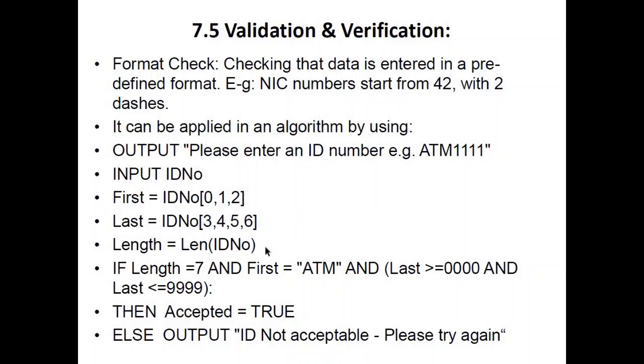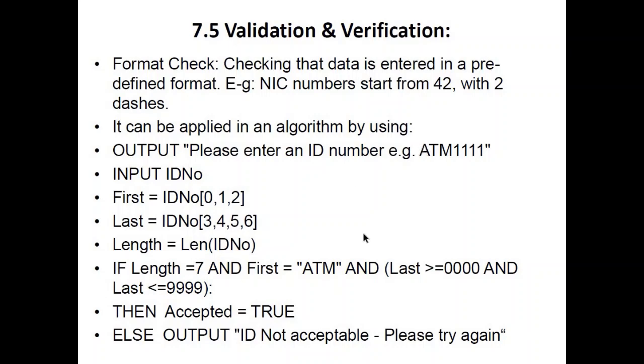Length equals to length ID number. If length equals to 7 and first equals to ATM and last is greater than equals to 0000 and less than equals to 9999, then accept equals to true, else output ID not acceptable, please try again.